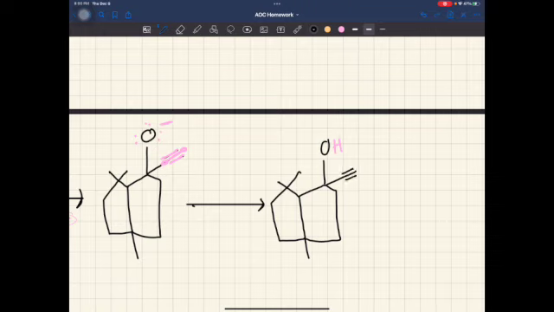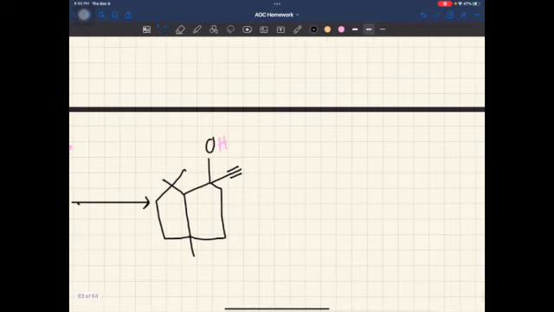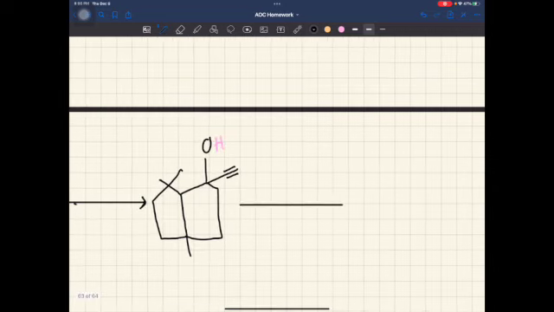So from here, what they decided to do was place it in a very acidic environment, and these are the reagents that they used.